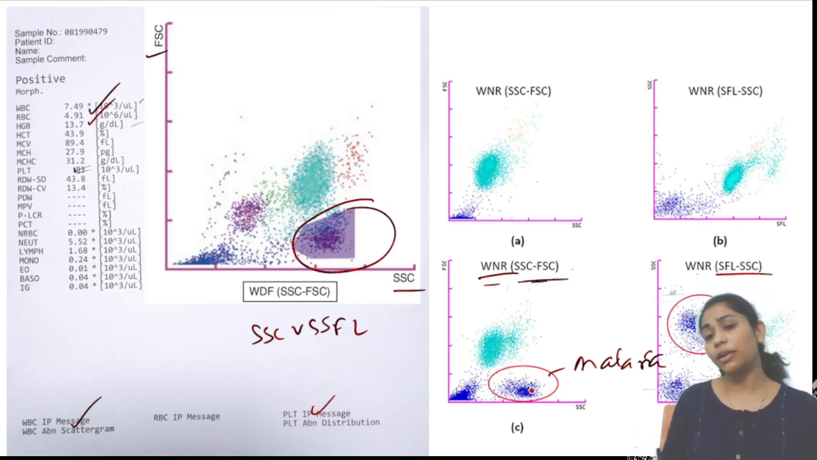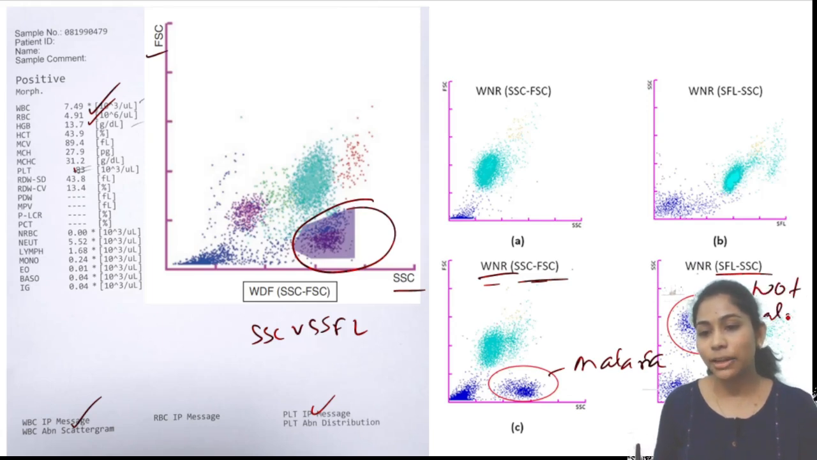Correct? And I want to know what is this population I have highlighted here. I'm giving a clue: this is not malaria. What is this? Any guesses? This is NRBC. In the WNR channel, which is plotted as side fluorescence versus side scatter, this is where NRBCs will come.